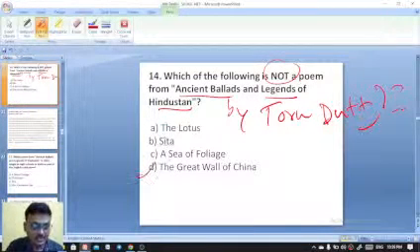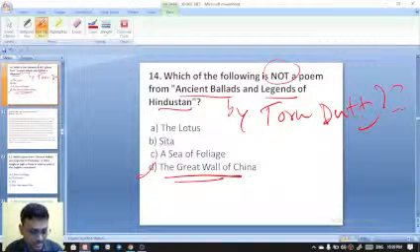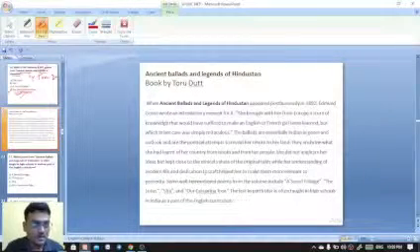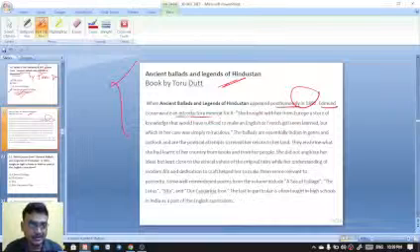Chalo. The Great Wall of China is not included in this collection called Ancient Ballads and Legends of Hindustan by Toru Dutt. And here D is the right answer. Ancient Ballads and Legends of Hindustan, a book by Toru Dutt, was published posthumously in 1882, and Edmund Gosse wrote an introductory memoir.